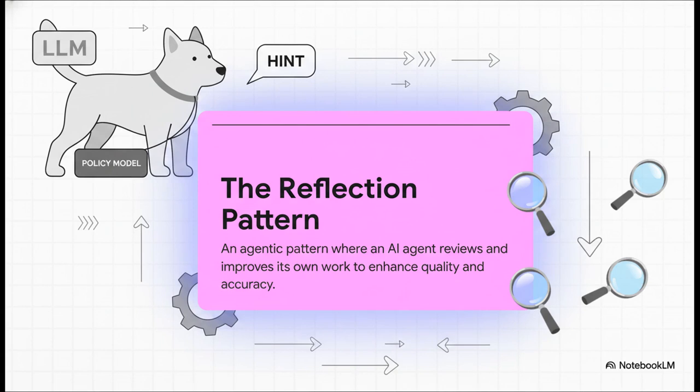So what is the reflection pattern exactly? Well, technically it's called an agentic pattern, which is just a fancy way of saying it's a reusable strategy for making an AI agent smarter. It's a process where the AI is specifically prompted to review what it just did. The goal is super simple: systematically hunt for errors, check the quality, and make it better. Just think of it as a built-in quality control loop.